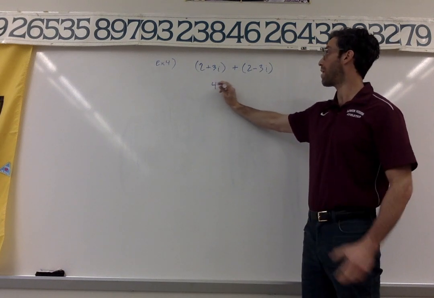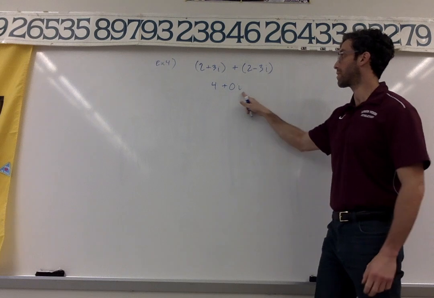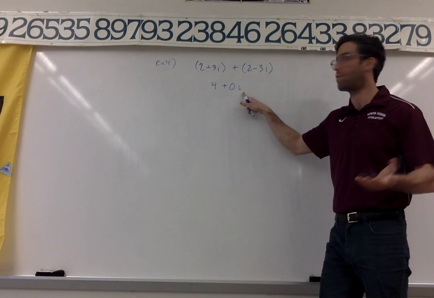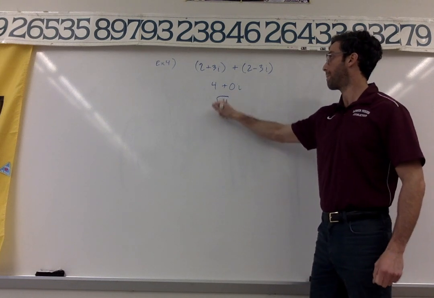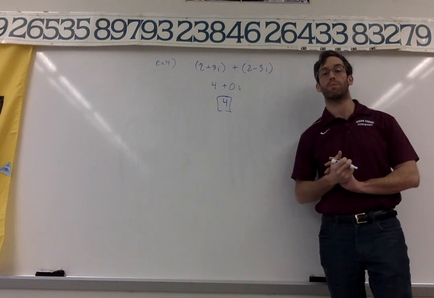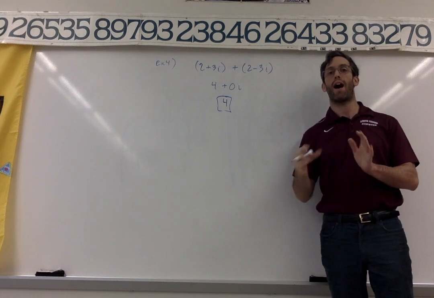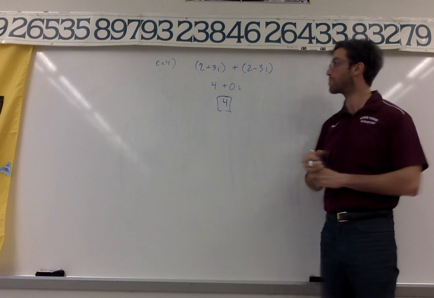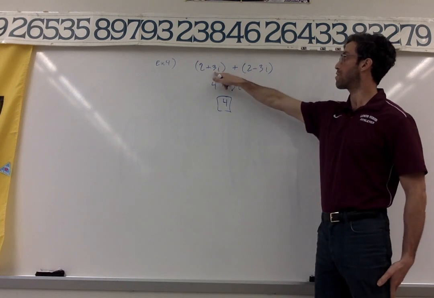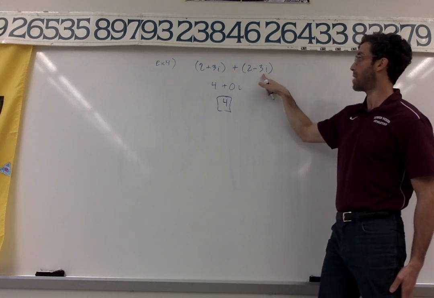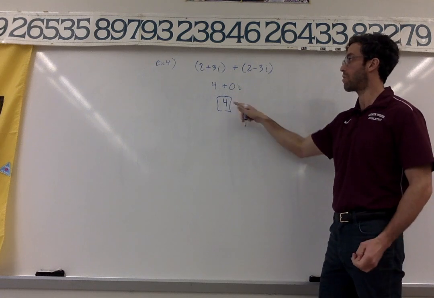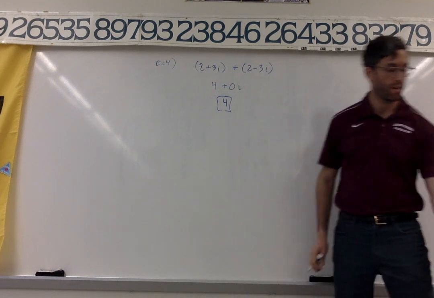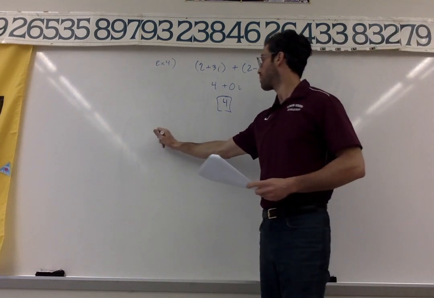So we have 4 plus 0i. 0i is just like 0. Right? So this is better written just 4. That's all. We're just collecting like terms. Right? So you got to sort of think of i as a variable when you're collecting like terms. 2 plus 2 is 4. 3i, negative 3i make 0i. 0i is just 0. So that would be the answer.